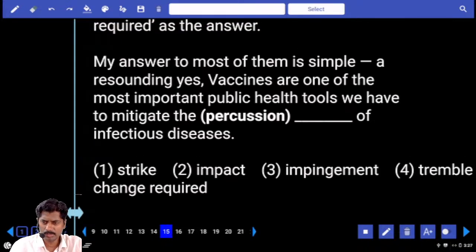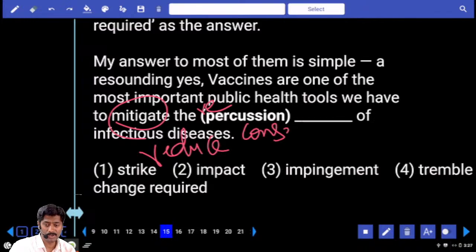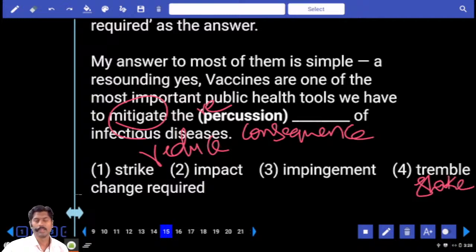My answer to most of them is simple. A resounding yes. Vaccines are one of the most important public health tools we have to mitigate. Mitigate means to reduce. Reduce the percussion. Actually, it is the repercussion. Repercussion is nothing but what? Consequence, after effects. Not percussion, it is repercussion. The strike of infectious diseases, impact of impingement, tremble. Tremble means trembling, shaking. No. Answer 1, 2, 3.